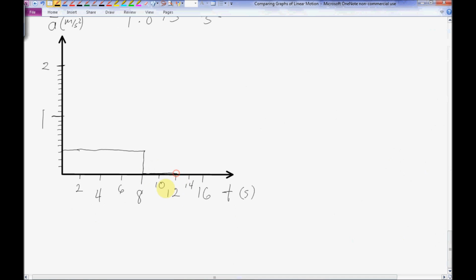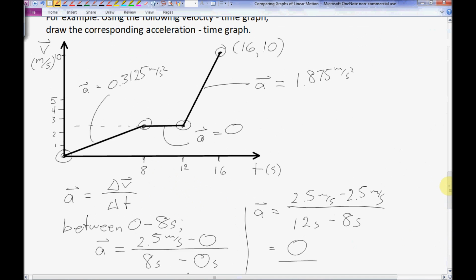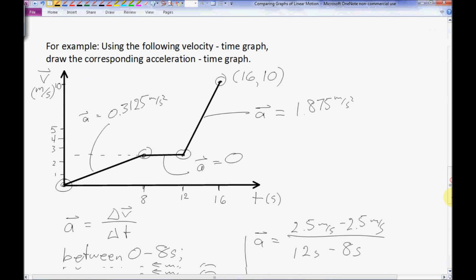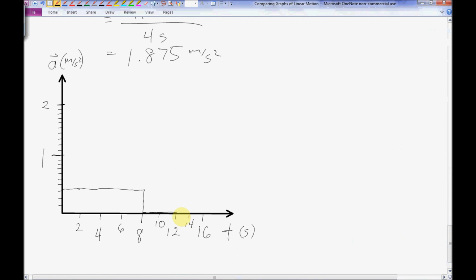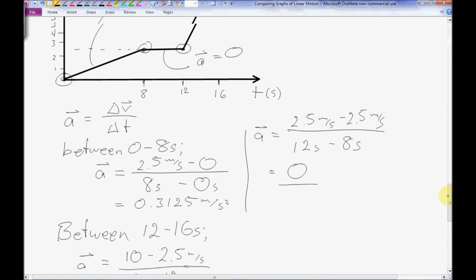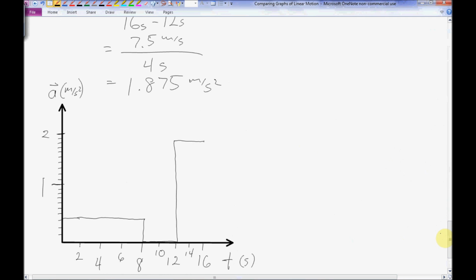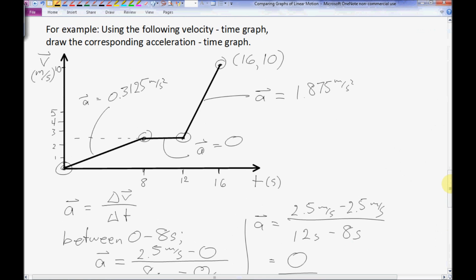And then at 12 seconds, we move to a new acceleration, 1.875, almost 1.9. So this moves up to somewhere in that neighborhood and then traces across till we get to the end. This is how we've created a new graph. From a velocity time graph, we can create an acceleration time graph using the information provided to us from that graph and calculating some slopes, etc.